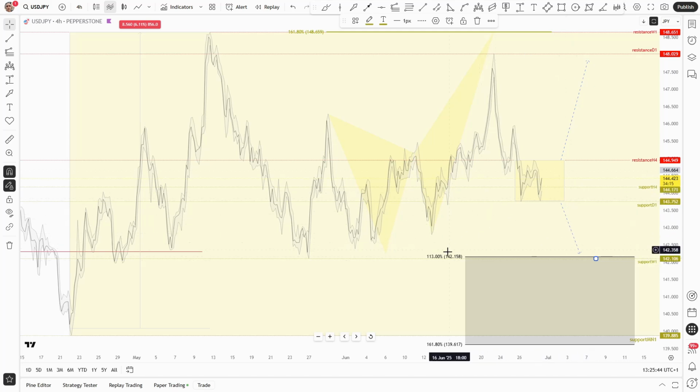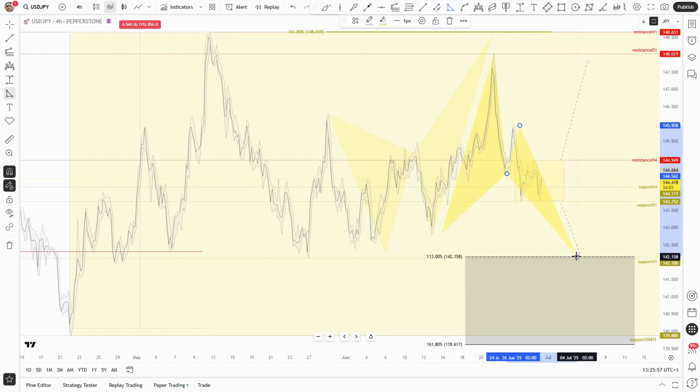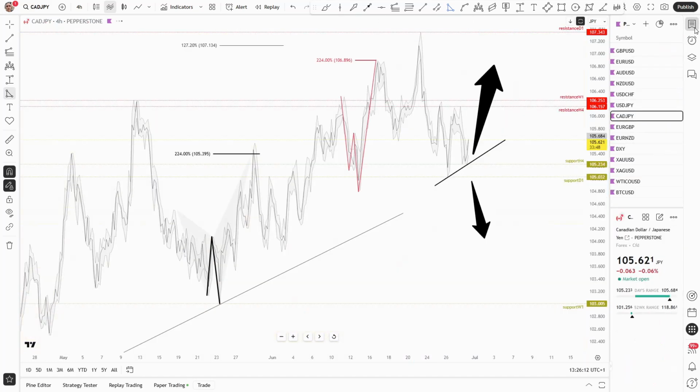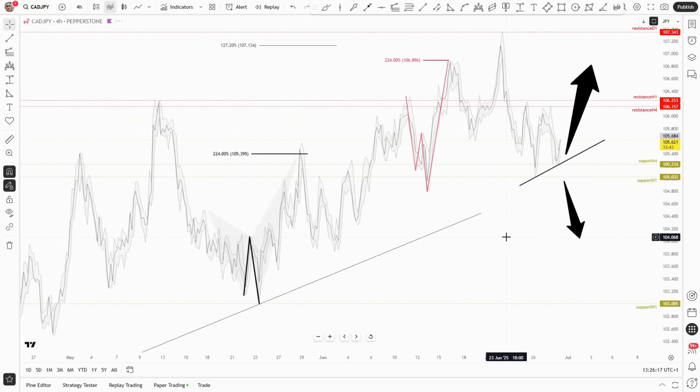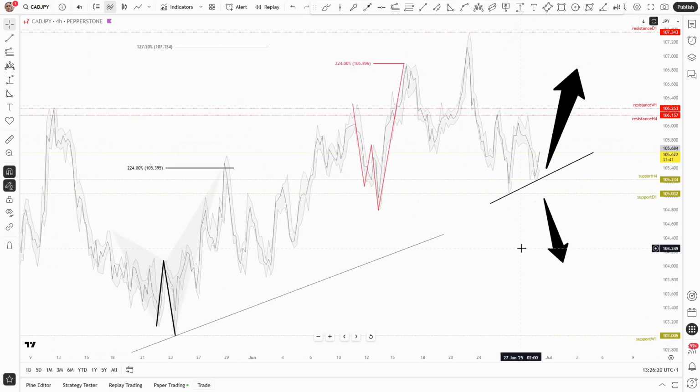In terms of patterns, there's the 113% Fibonacci extension converging with the weekly fractal support. If somehow the dollar keeps trading lower, pushing the dollar versus the Japanese yen to the downside, we will pay attention to this 142.15. That's where the bullish Alt Bat pattern will complete. Wait for that pattern. That may offer a nice structure support to try to move to the upside with the dollar versus the Japanese yen.